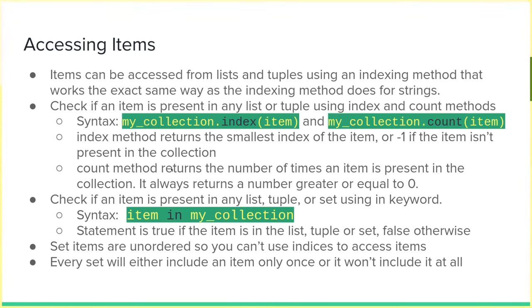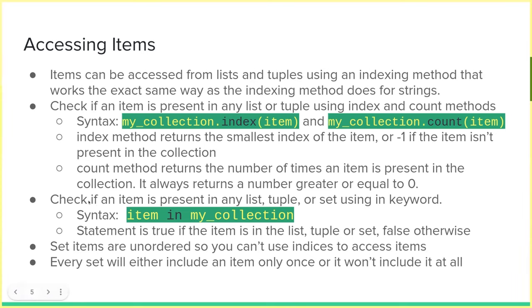the index method returns the smallest index of the item, or -1 if the item is not present in either the tuple or the list that you want to look for the item in. And then the count method returns the number of times an item is present in the collection. It returns a number greater than or equal to zero, and if it returns zero, that means the item is not present in the list or the tuple.